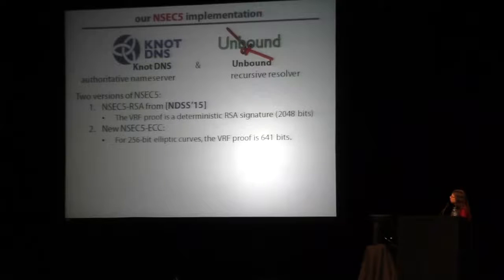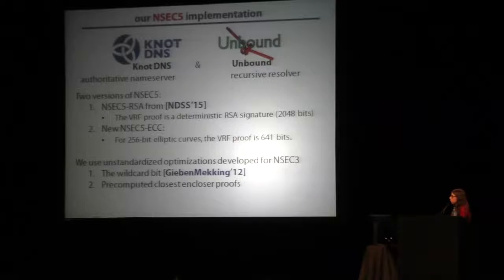We have both versions of NSEC5 implemented, the RSA version from our first paper and then this new elliptic curve version. I'm going to show you that this version is more performant in a second. Also, some really cool things that we incorporated in the new version is that we looked at some optimizations that the DNS community developed for NSEC3, but they were actually developed after NSEC3 was standardized, so they were never actually used. So we actually are able to incorporate these optimizations into NSEC5, and that gives us a much better performance.